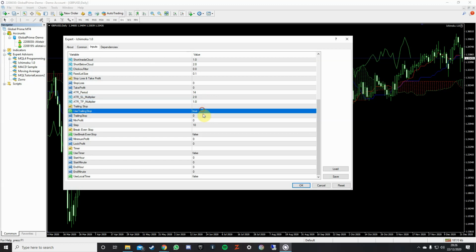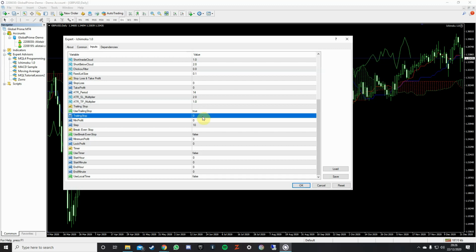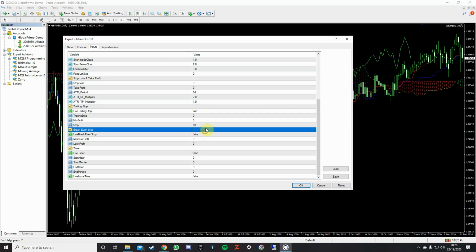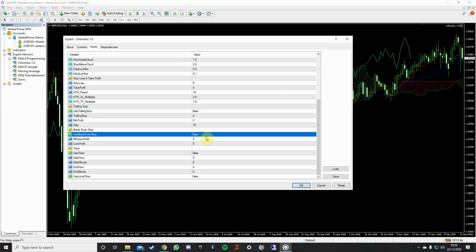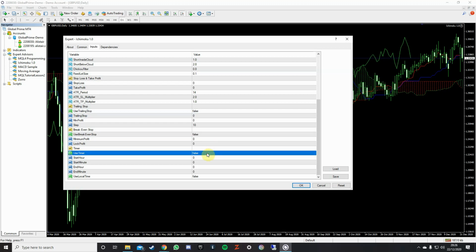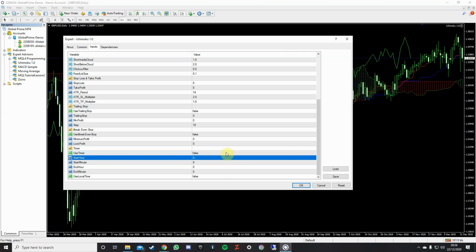You've got a trailing stop here, which you can set in points if you so wish. I tend not to use those. And you've also got break even stop, again, all set in points, and I tend not to use those. And lastly, maybe not so important on a daily chart like I've got here, but you can also use a timer, so the trades will only open within a certain time. So if you're in a lower time frame, maybe you only want to open in the London Open, the New York Open, something like that, you can use those there.